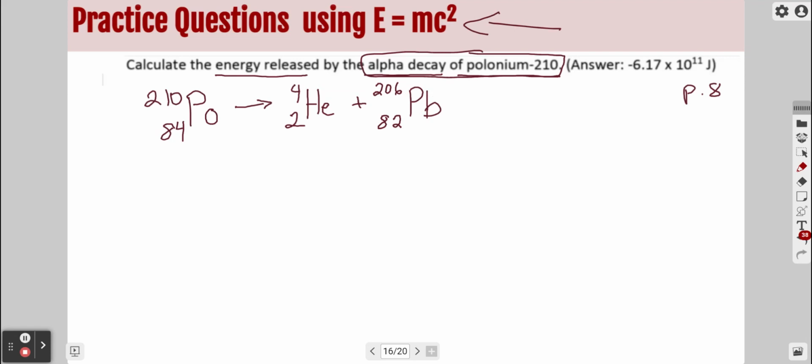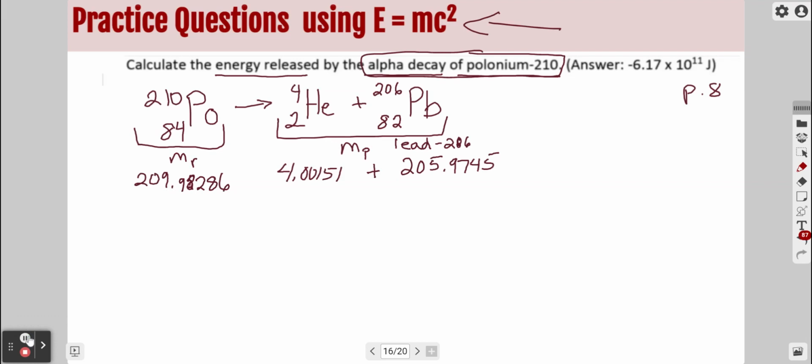Now let's see how much energy or mass is lost in this process. So we're going to find the mass of the products, and then we'll subtract the mass of the reactants. So the mass of products and the mass of reactants. Let's look them up. So these are all looked up in our chart on page 8 again. So look them all up and see if you get them right. Okay, so we've got lead 206 with its mass from the chart, helium or alpha particle with its mass, and the polonium 210 with its mass. We're going to add up our products first and then subtract our reactants to find the difference.